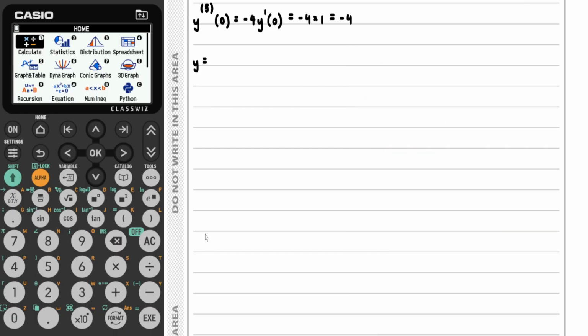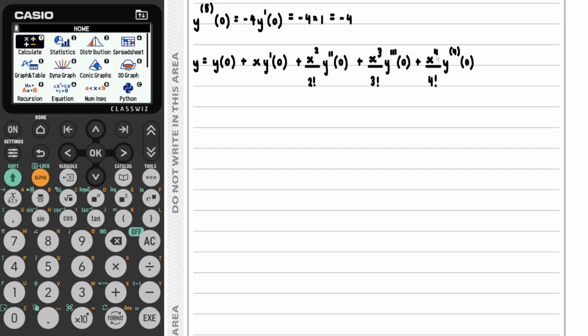So I've got y, which is equal to y of 0 plus x times by y dash of 0 plus x squared over 2 factorial times y double dash of 0 plus x cubed over 3 factorial times y triple dash of 0 plus x to the 4 over 4 factorial times y 4 of 0 plus x to the 5 over 5 factorial times y 5 of 0 plus higher order terms.